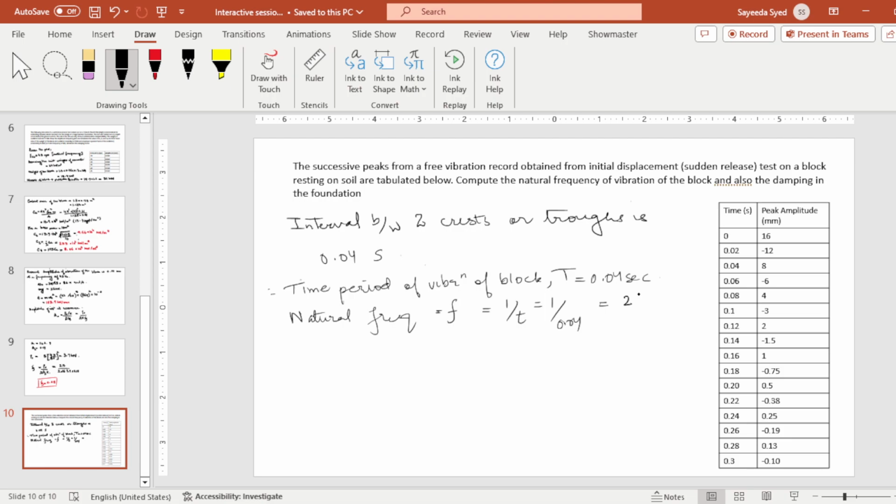Amplitude ratio between successive peaks of same sign, that is x1 by x2 equals, we can say here, 16 by 8, 8 by 4, 4 by 2, 2 by 1 and so on, which is 2.